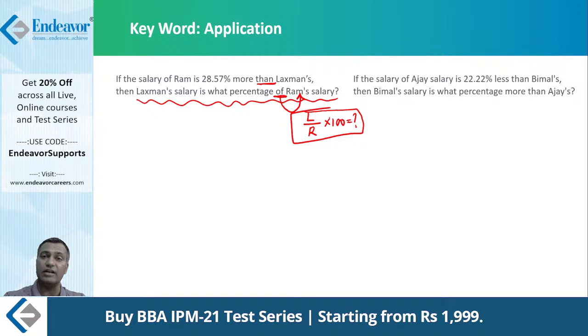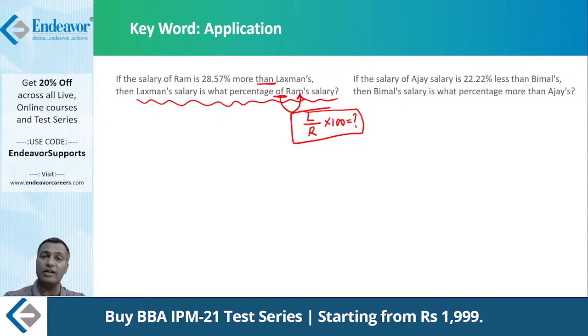Therefore, let's go back to the info. If the salary of Ram is 28.57% more than Lakshman, see again. Now writing is not that convenient. If you write Lakshman as 100, the salary of Ram is this much more. Therefore, you write this as 128.57%. Now, if I plug this in as L and R, it doesn't make much sense to us.